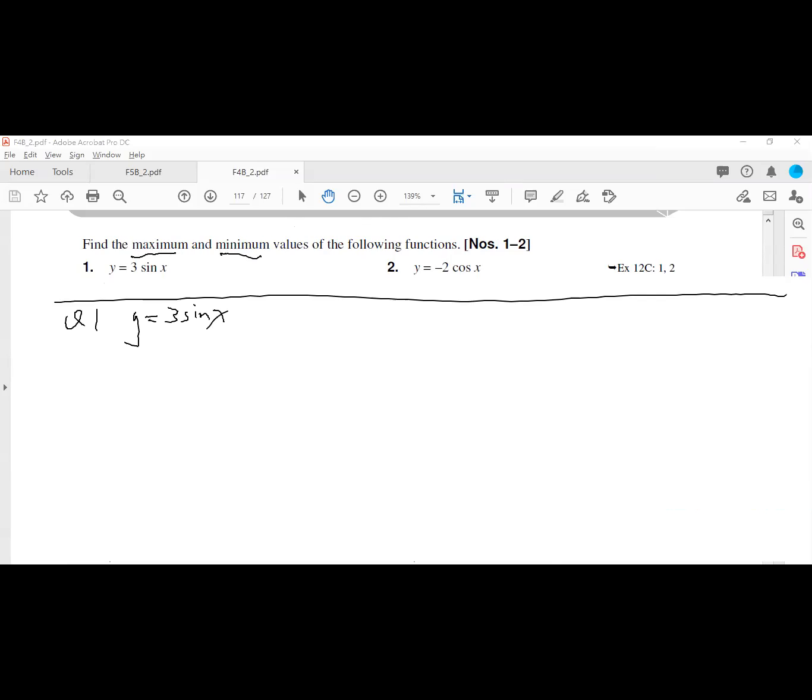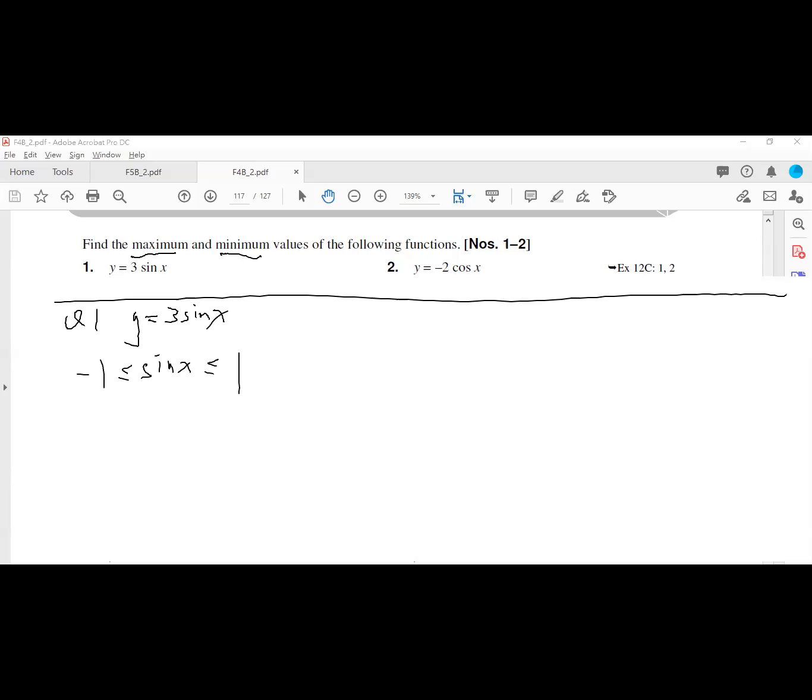But as I said, if there is more than one sine x term, or more than one cosine x term, we need to simplify first. But there is only one term of sine x here, so we do not need to simplify. Then we go to the starting point. We start with this: sine x is between -1 and 1.